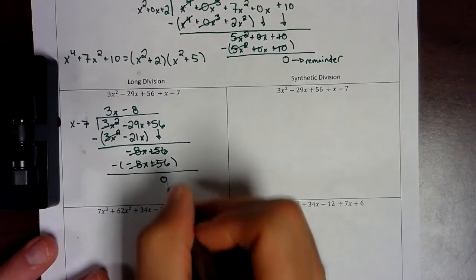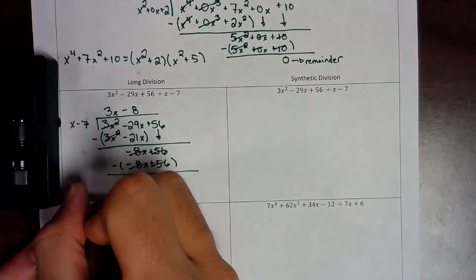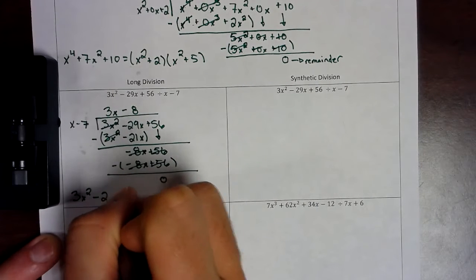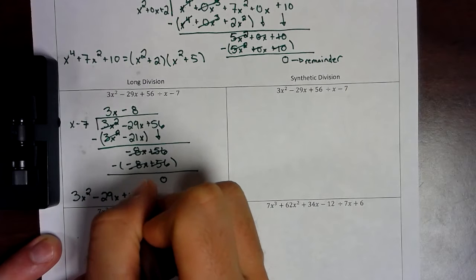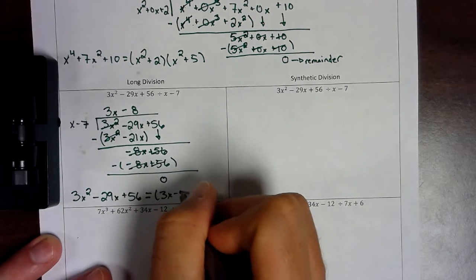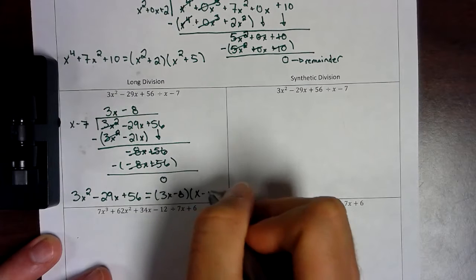So once again, because we have a remainder of 0, what we've just done is we've taken the quadratic of 3x squared minus 29x plus 56, and we have factored it to be 3x minus 8 times x minus 7.